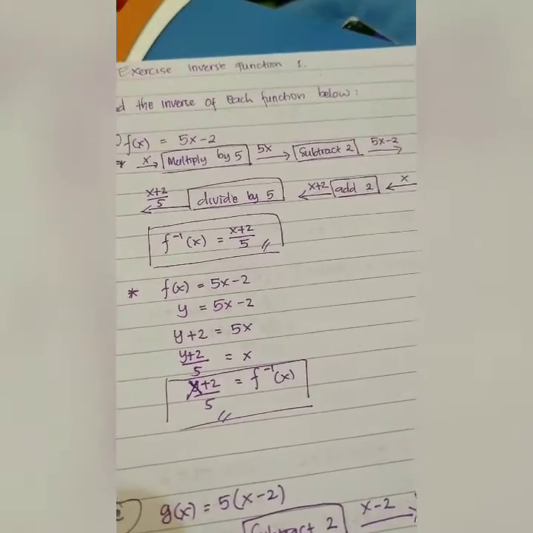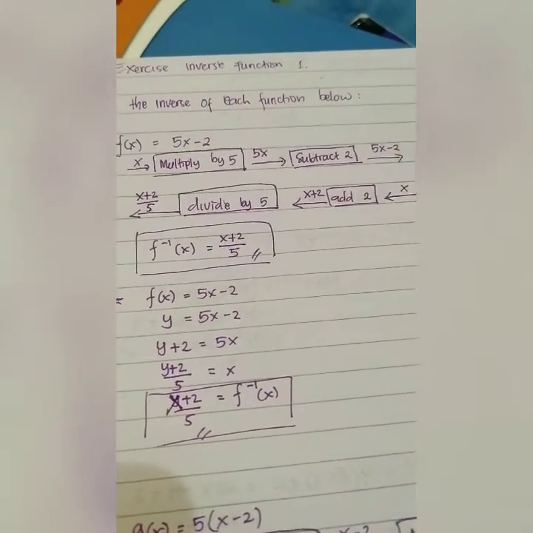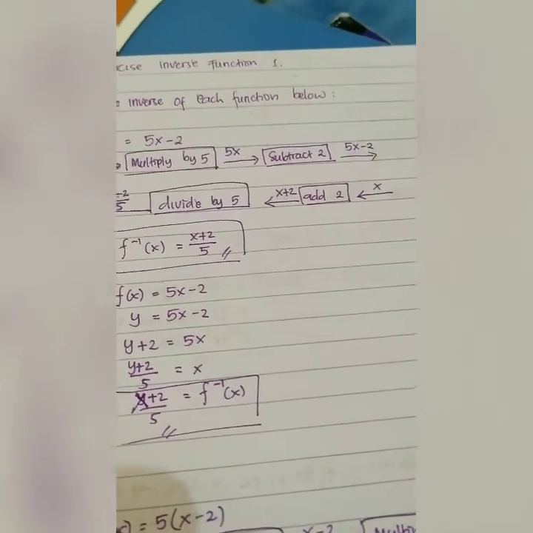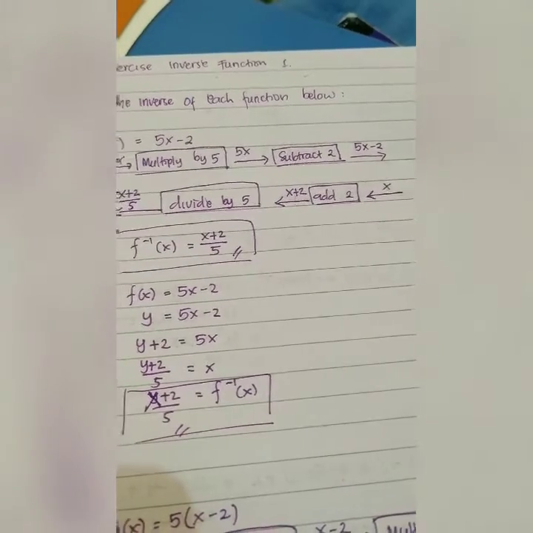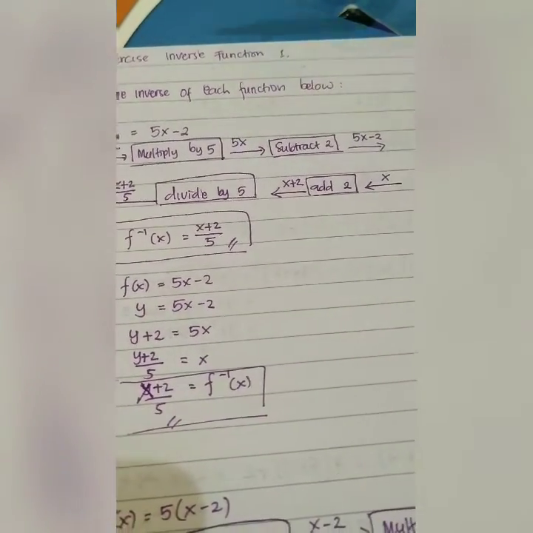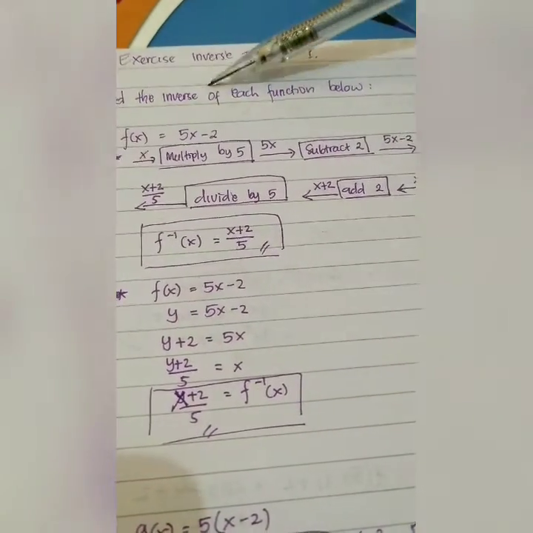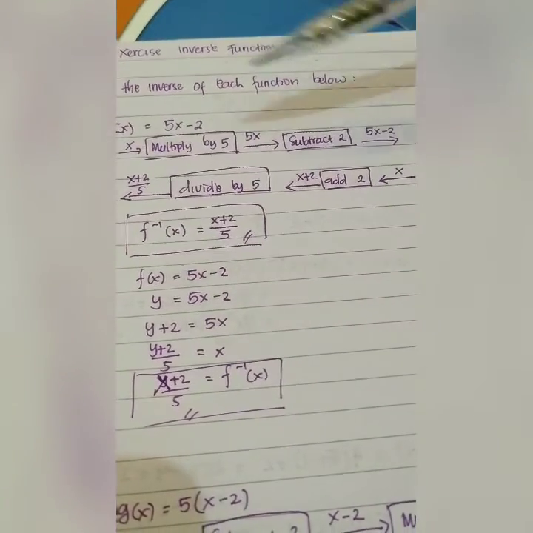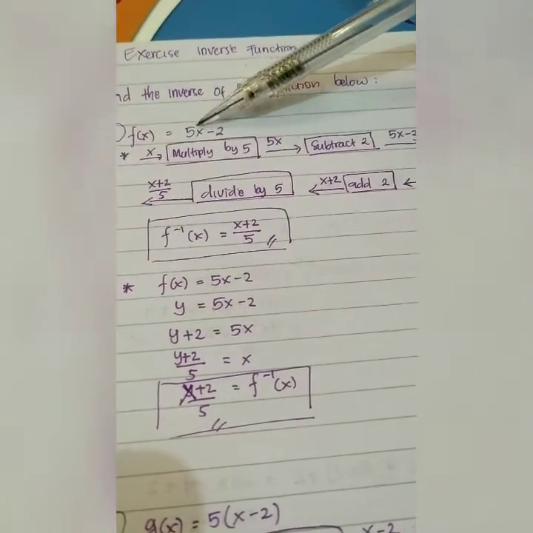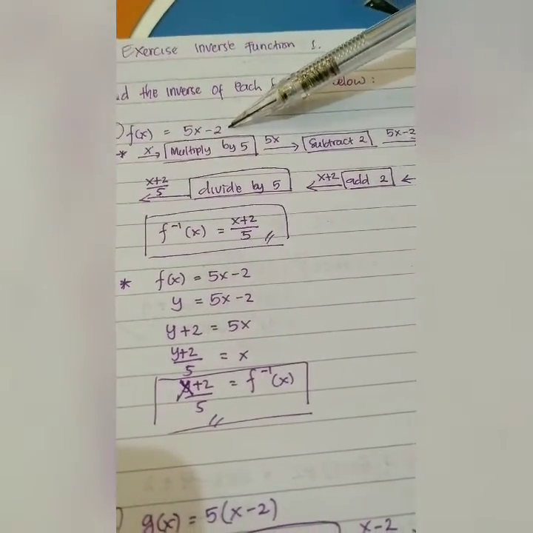Hi guys, back again. So today we're going to discuss the exercise on inverse functions. As you can see here, for number one, find the inverse of each function below. Number one is f(x) equals 5x minus 2.